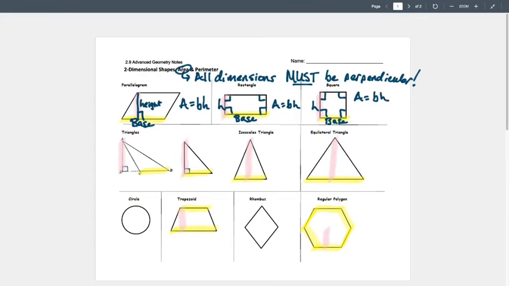Another thing special though about a square is that all the sides are the same. And so you could also say its area equals side squared because your base and your height, when you multiply them together, will be the same dimension, so you're squaring it.